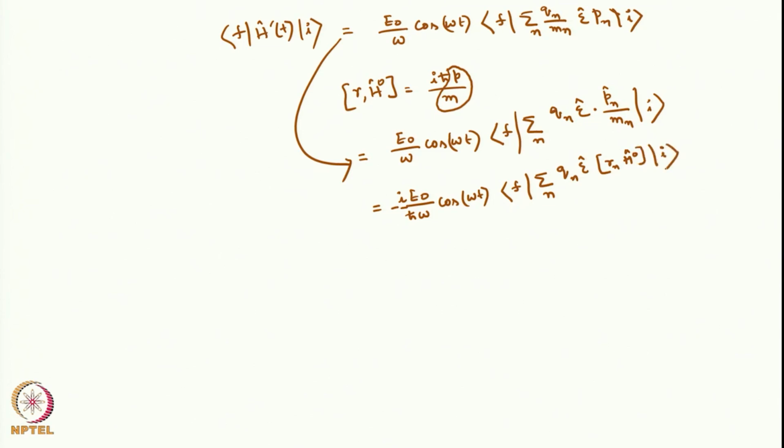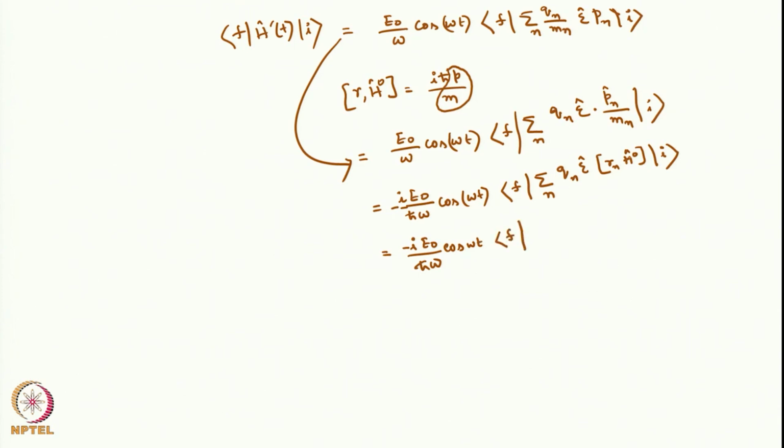Okay. So, that is the new Hamiltonian when you have plugged in this value. So, this will be equal to minus i E naught by h bar omega cos omega t into f.